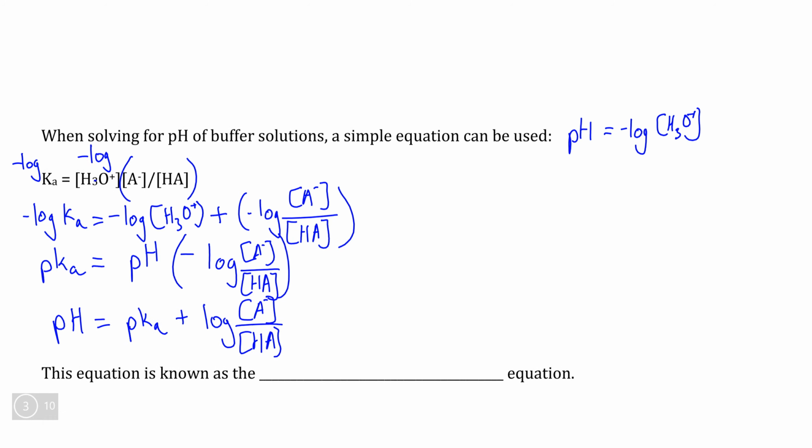And again, through some fairly simple algebraic manipulation, we've changed the formula for Ka to look for pH rather than having to do two separate calculations where we find concentration of hydronium and then take the negative log of that. So this, again, is a different form of the Ka formula, which is what we call the Henderson-Hasselbach equation, named after the two chemists who devised it as an easy way to calculate the pH of buffer solutions.